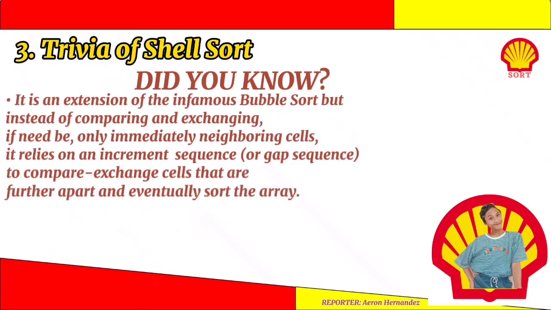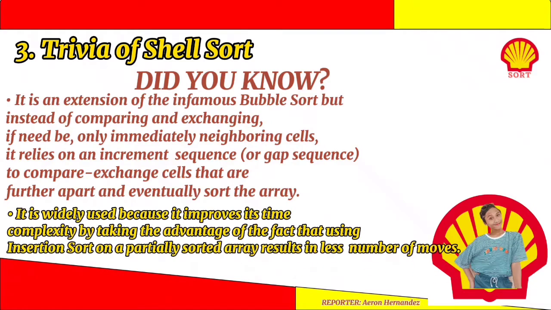It is an extension of the infamous bubble sort, but instead of comparing and exchanging, if need be, only immediately neighboring cells, it relies on an increment sequence to compare and exchange cells that are farther apart and eventually sort the array. Shell sort is widely used because it improves its time complexity by taking advantage of the fact that using insertion sort on a partially sorted array results in fewer moves.